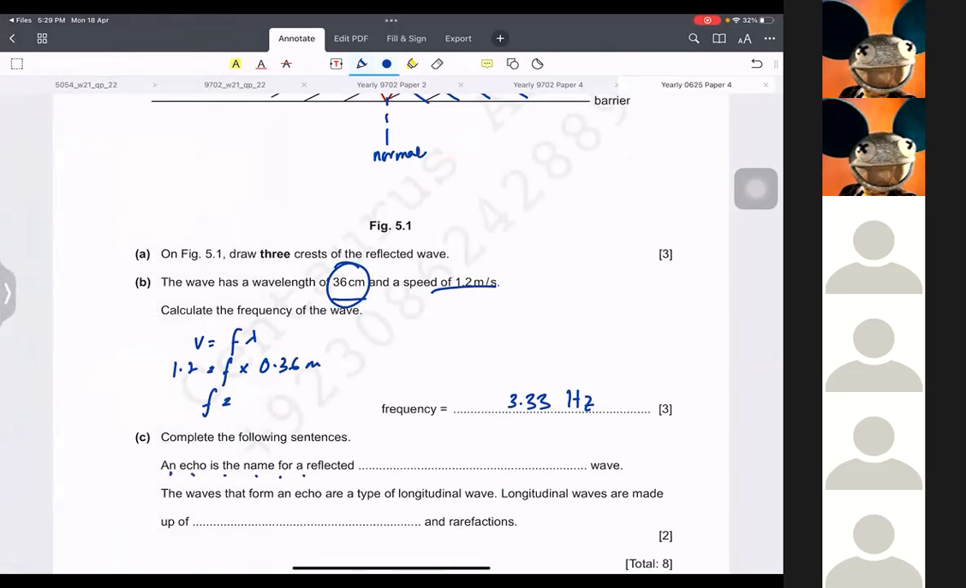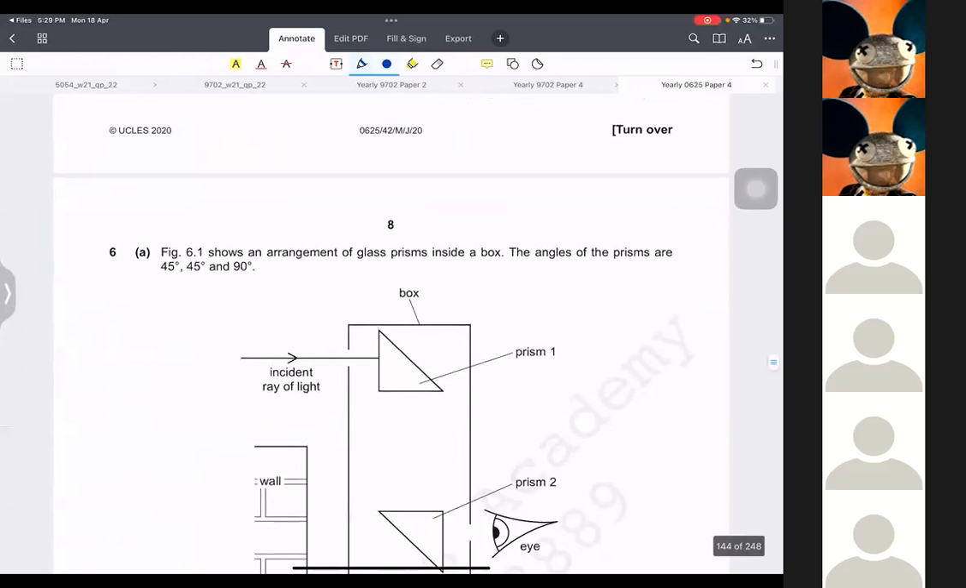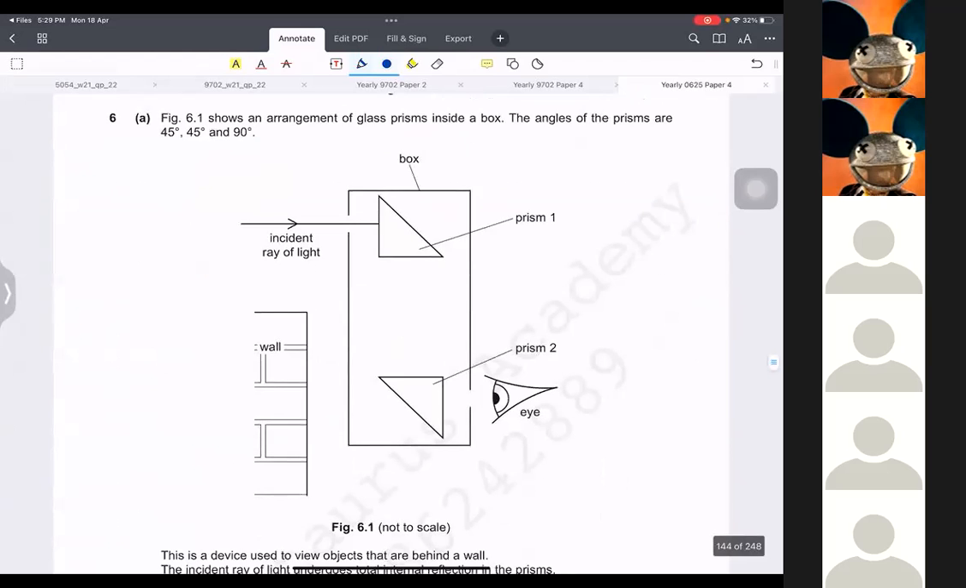An echo is the name for a reflected sound wave. The wave that forms an echo is a type of longitudinal wave. Longitudinal waves are made up of compressions and rarefactions. All right.